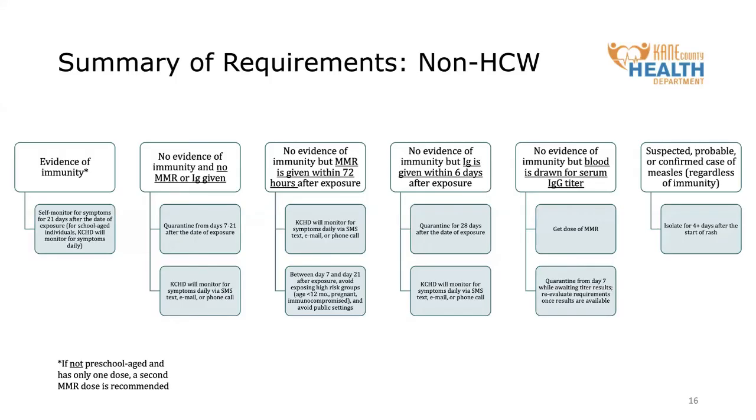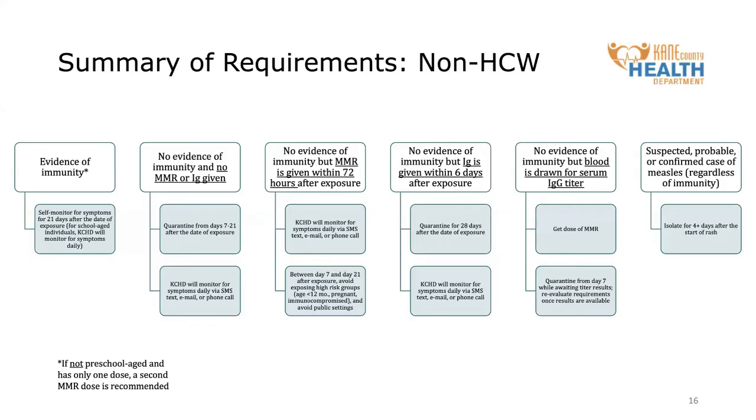If the contact is given a dose of the MMR vaccine within 72 hours of exposure as post-exposure prophylaxis, they will need to self-monitor for symptoms for 21 days after the exposure date, unless King County decides to monitor them. Also, from days 7 to 21 after the exposure, they must avoid high-risk groups and public settings if possible. For individuals who receive immune globulin, they must quarantine for 28 days after exposure due to their high risk of infection and complications, and will be actively monitored by Kane County.